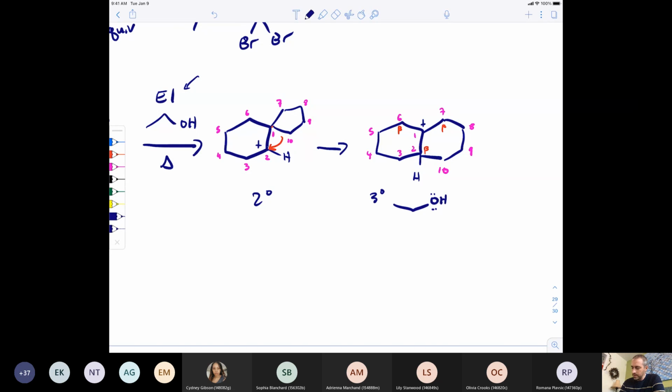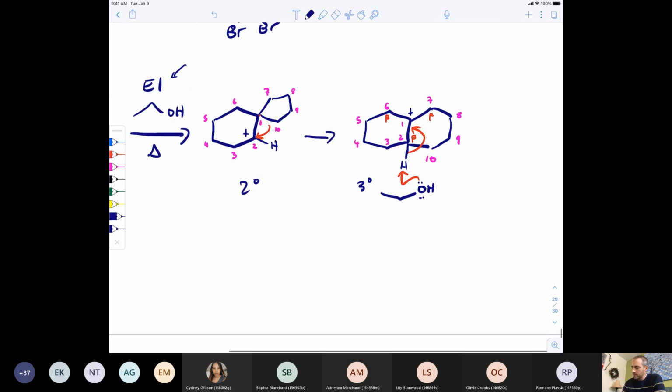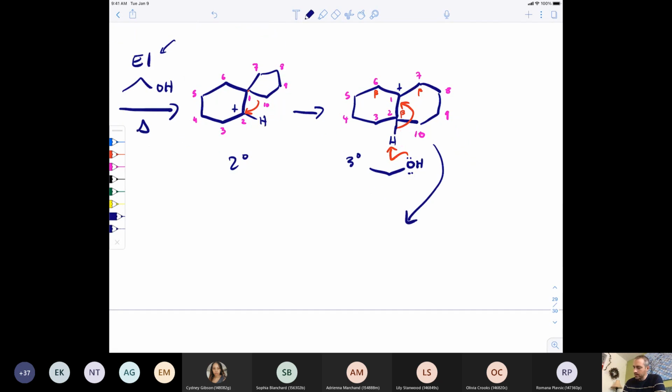So let's bring in our solvent here as our base. And it comes in like that. And that would give us as our product something that looks like this.